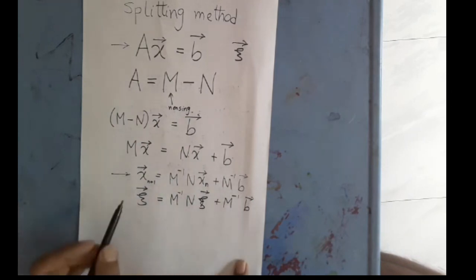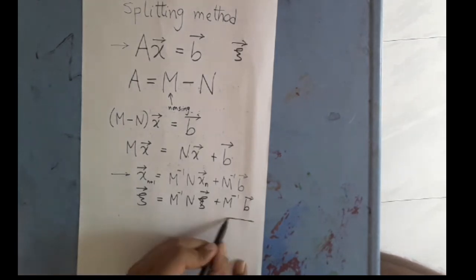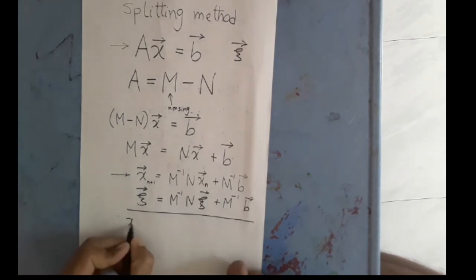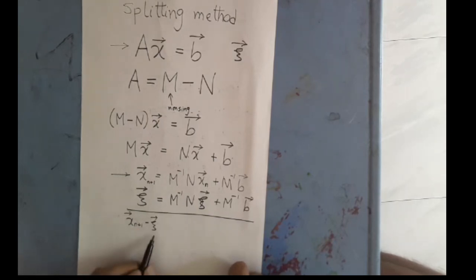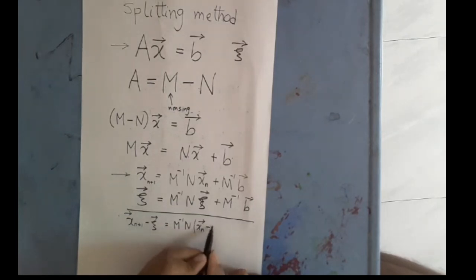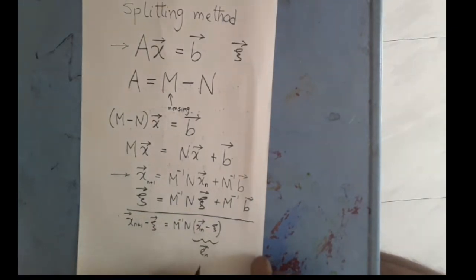Now we are interested in knowing when this will converge, when xn will converge to xi. To see that, you just subtract this from that and you get xn plus 1 minus xi, which is the error at step n plus 1. This is the true value and this is your approximate iteration value, which is equal to M inverse N times xn minus xi. This just cancels off. Quite naturally, you will call it en, the amount of error in step n, and this is the amount of error in step n plus 1. So you get this relationship between en and en plus 1, how the error evolves.